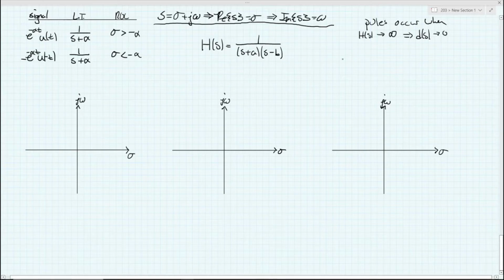And so we just need to solve. We have s plus a equals 0 and s minus b equals 0. So that means that s is going to equal negative a, and s would equal b. So those are our two poles.